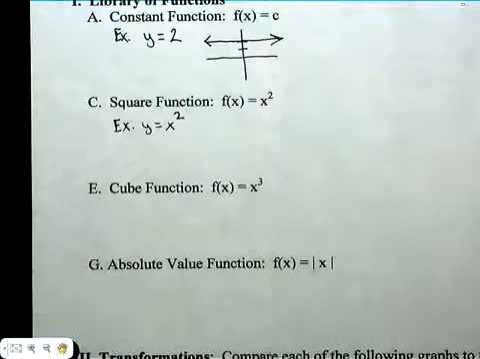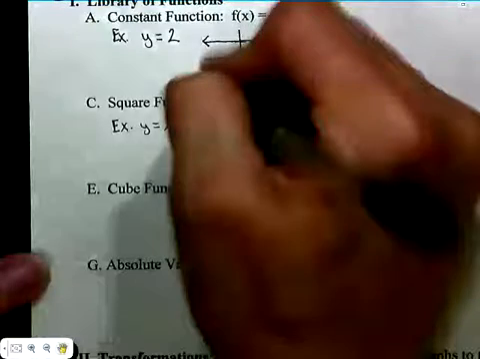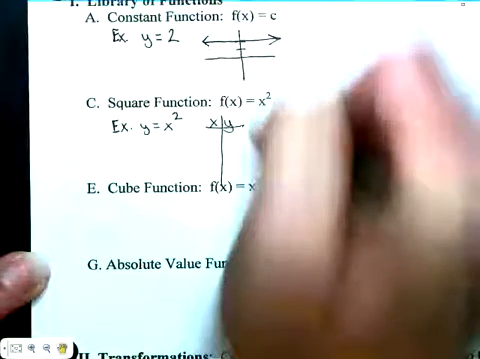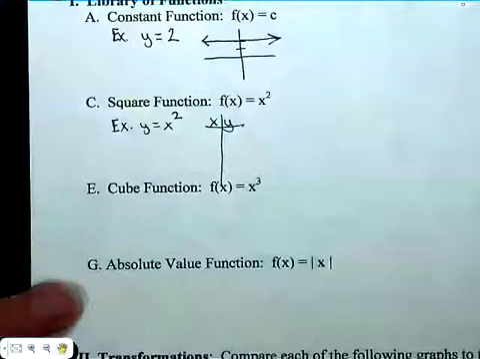So if I let x be any number, is there anything I cannot let x be in this function? What's the domain of y equals x squared?